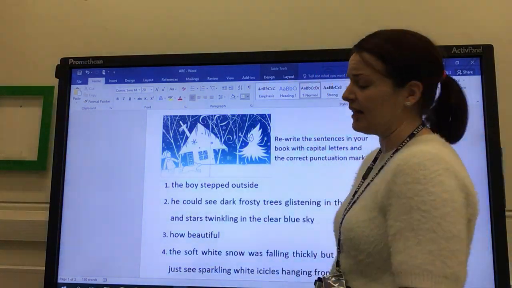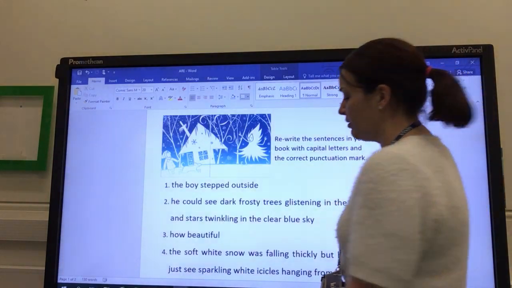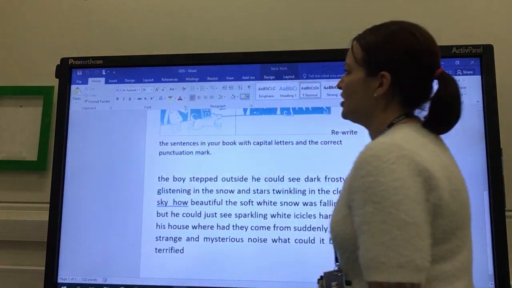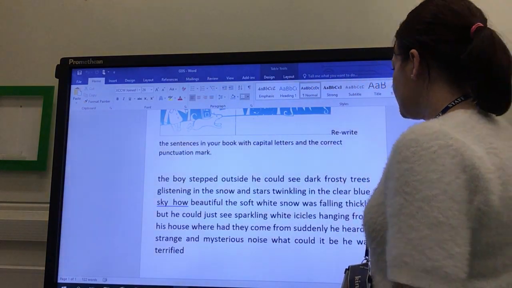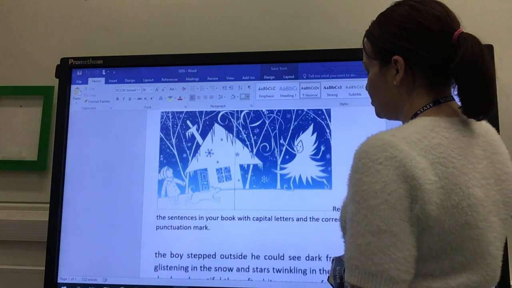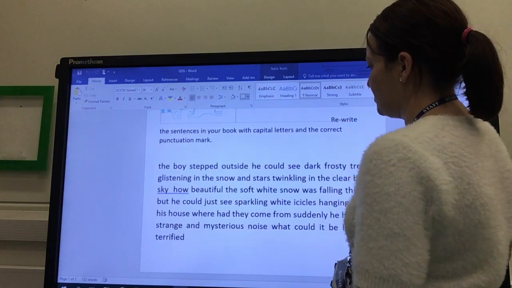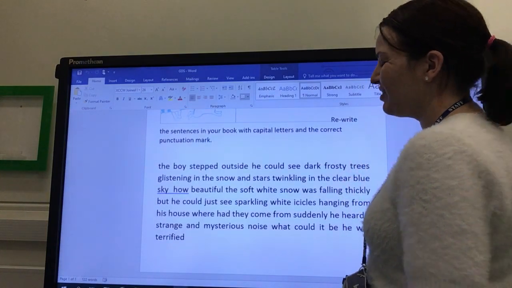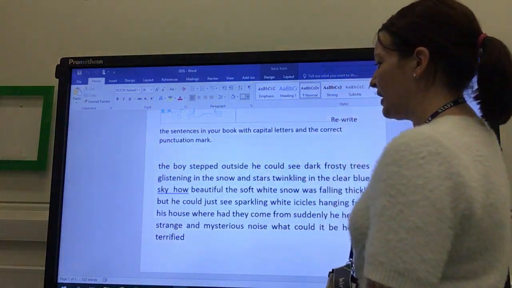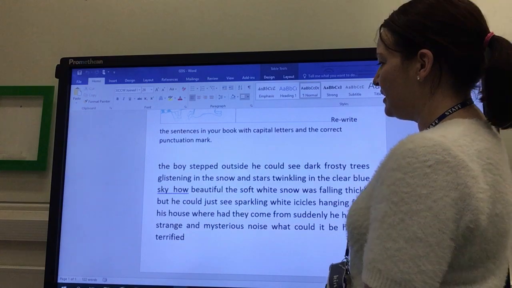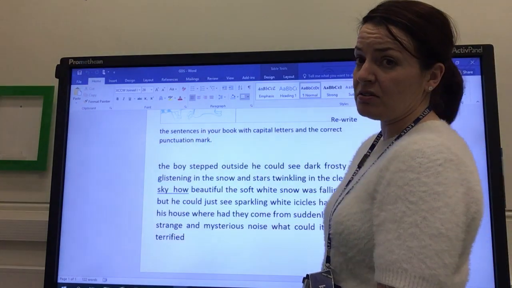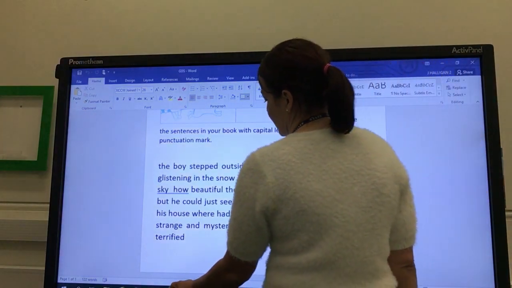If you would like a challenge today, and I hope everyone in Blue Group is going to go for the challenge, you can have a go at the challenge sheet, which is similar. It's the same picture, and I still want you to rewrite the sentences with capital letters and punctuation marks. But this time they're not split up on different lines. They're all joined together in a paragraph. And that makes it a little bit trickier to see where one sentence finishes and the next one starts. So you're going to need to read those sentences carefully.